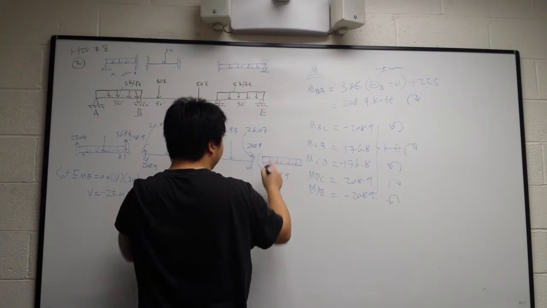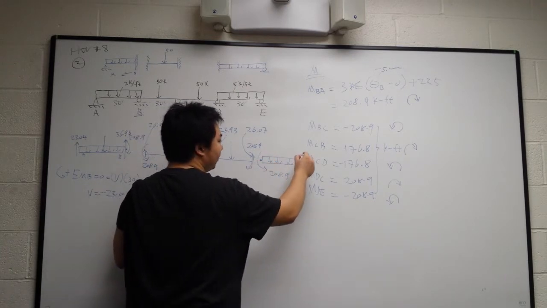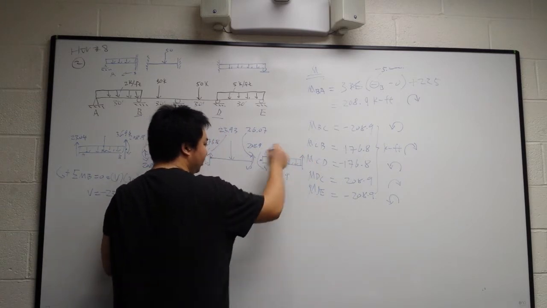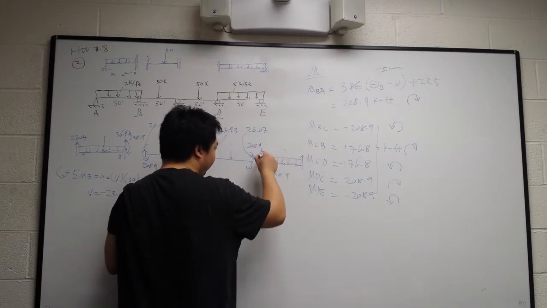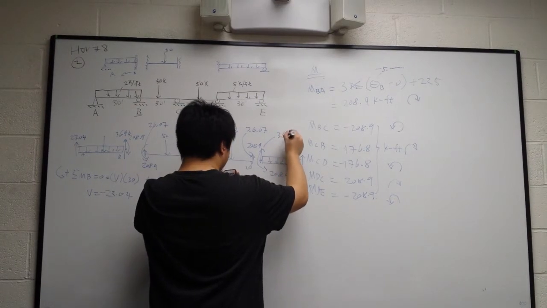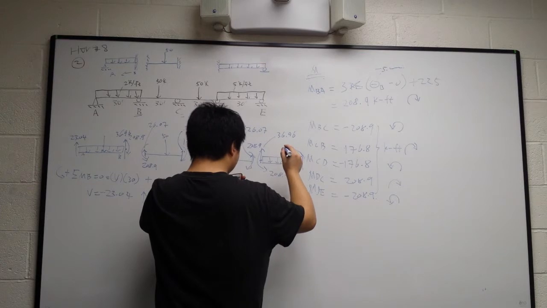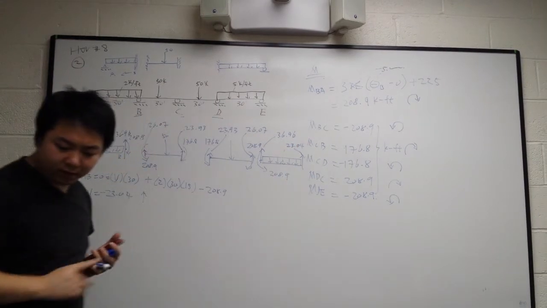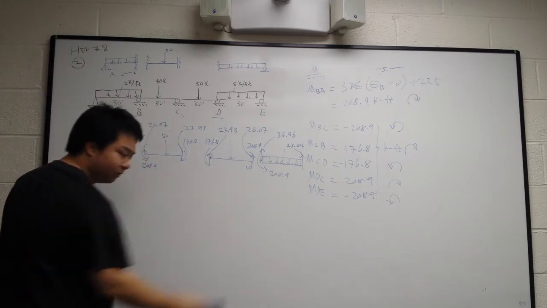And for this one, you sum up the moment at this point, you can find the shear for this point. And when you find the shear for this point, use the distributed load, convert it into the point load, and then minus this shear, you can find this shear. So this one is equal to 36.96, and for this one is 23.04.